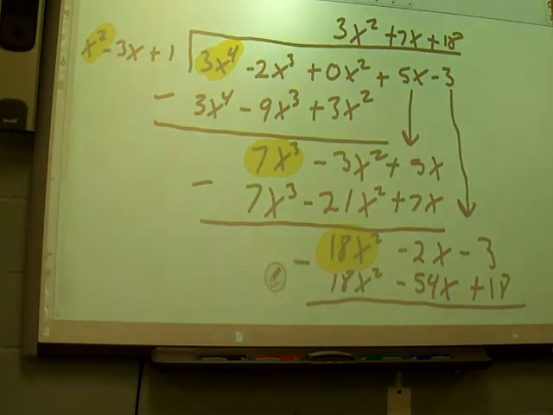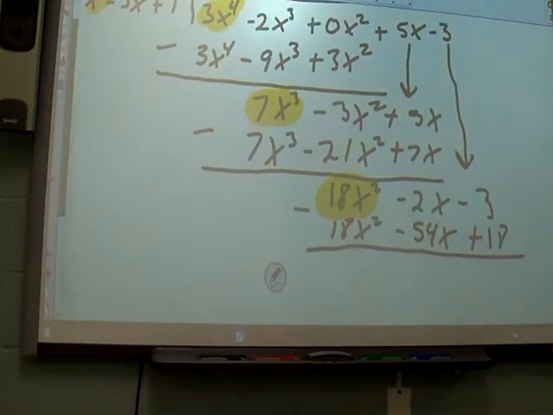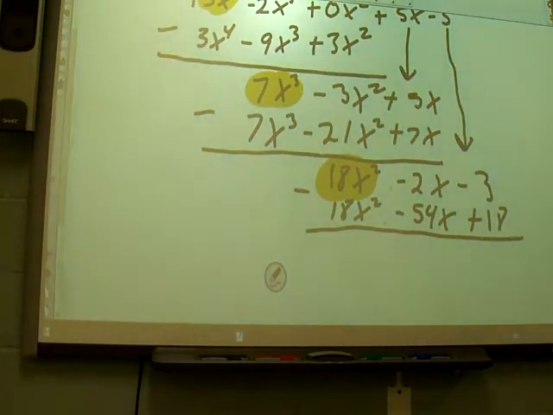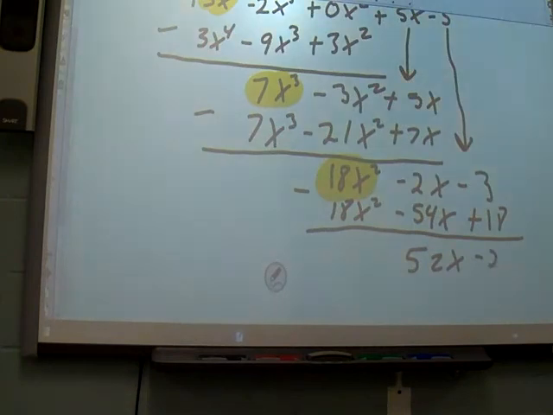Subtract: 18x squared minus 18x squared is nothing, it's gone. Negative 2x minus negative 54x is 52x. Negative 3 minus 18 is negative 21. There's nothing left to bring down, so that's your remainder.